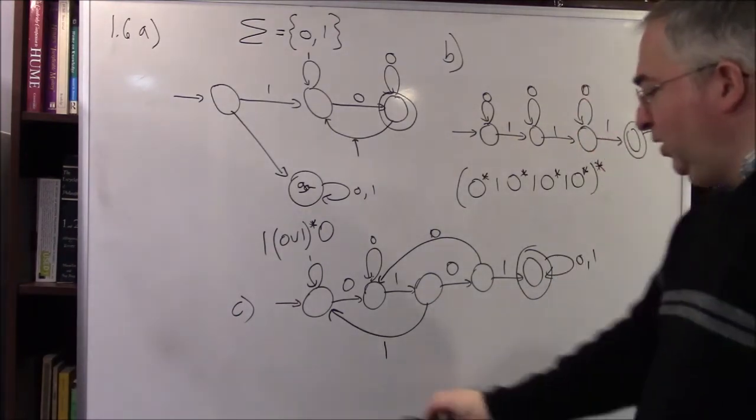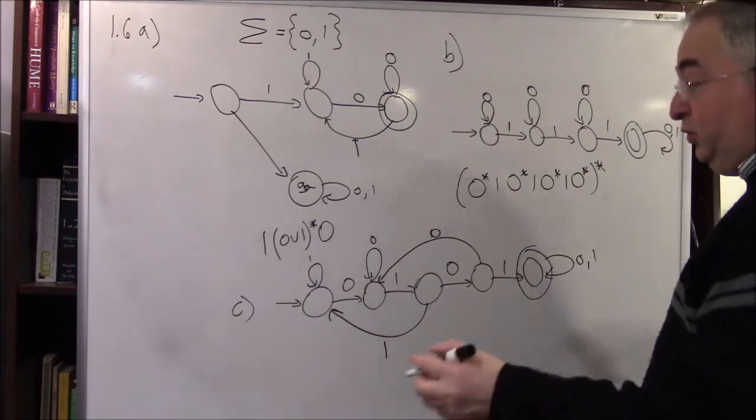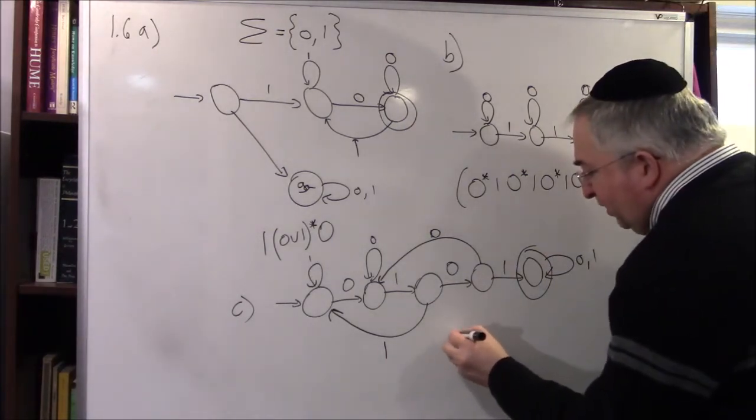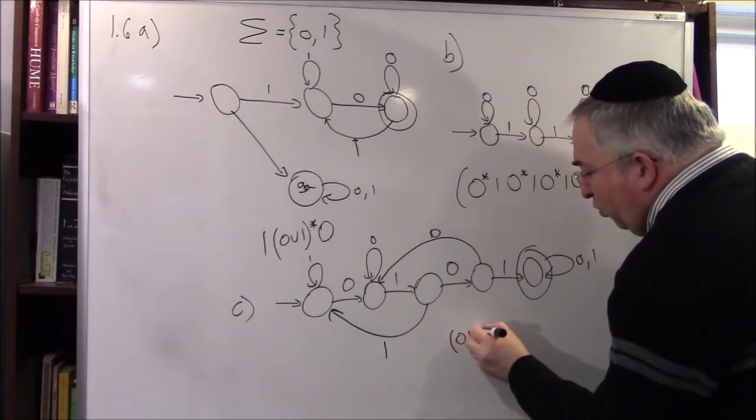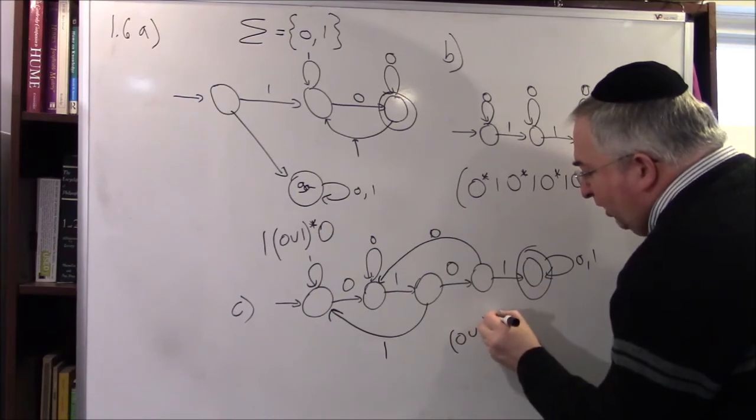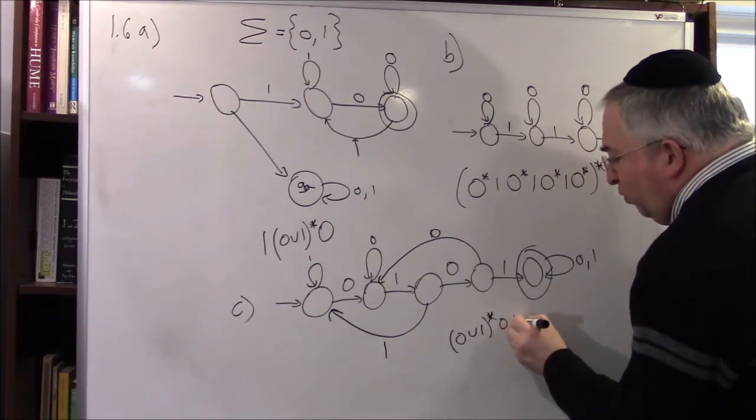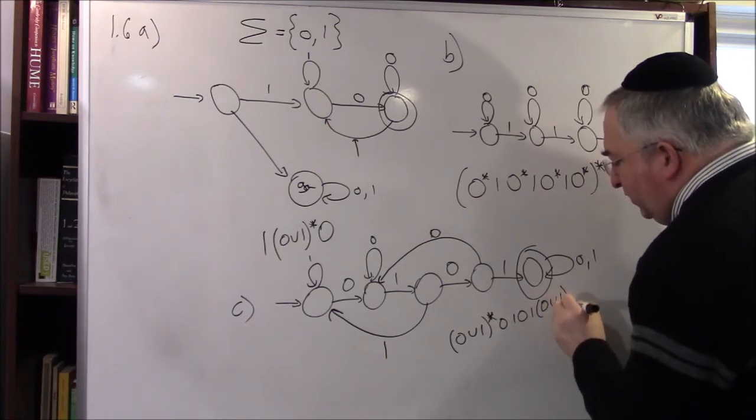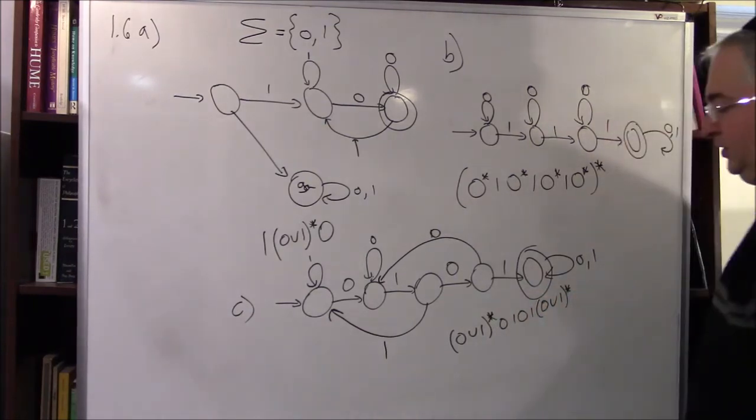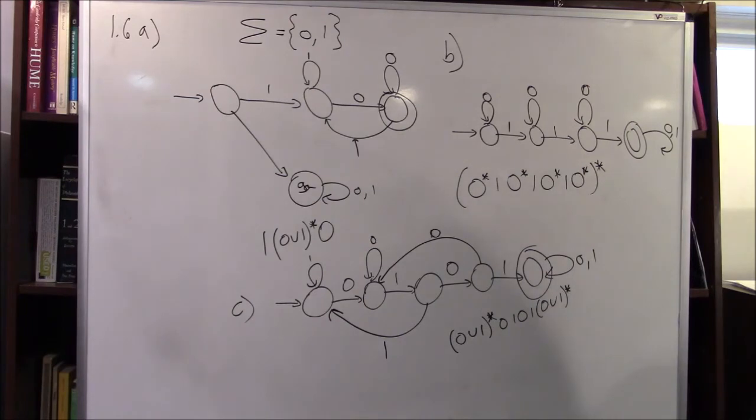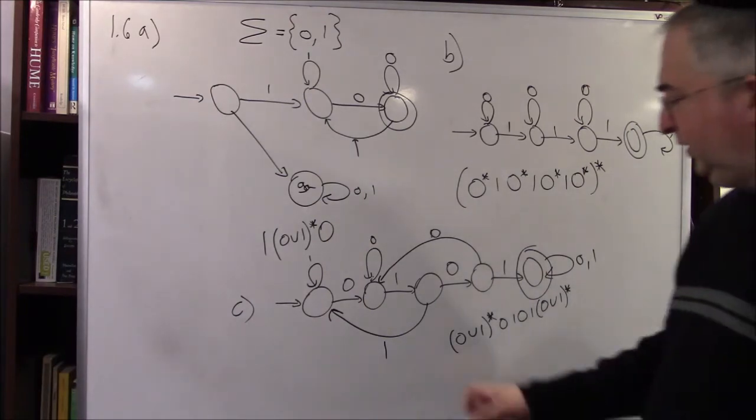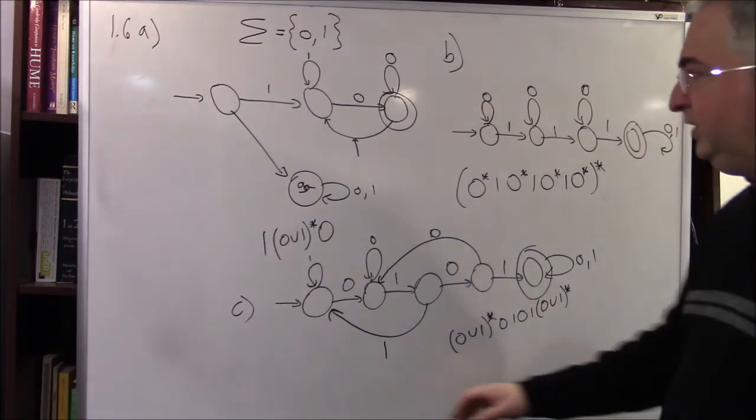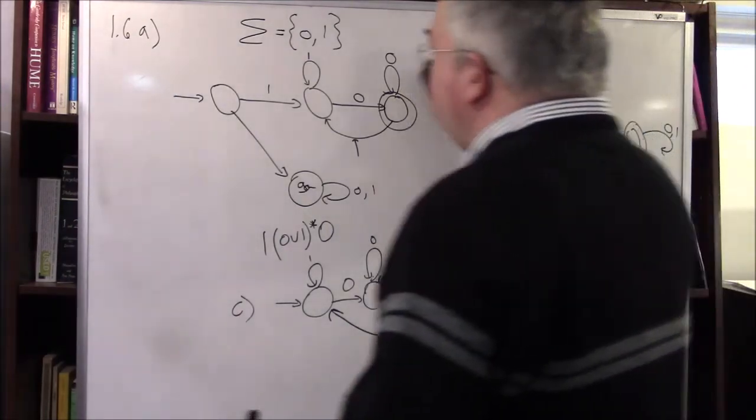Oh, by the way, what's the regular expression for this? It's 0 or 1 star, 0, 1, 0, 1, 0 or 1 star. As long as it contains 0, 1, 0, 1. Okay? And this is anything and this is anything. Okay, great. Let's do D.